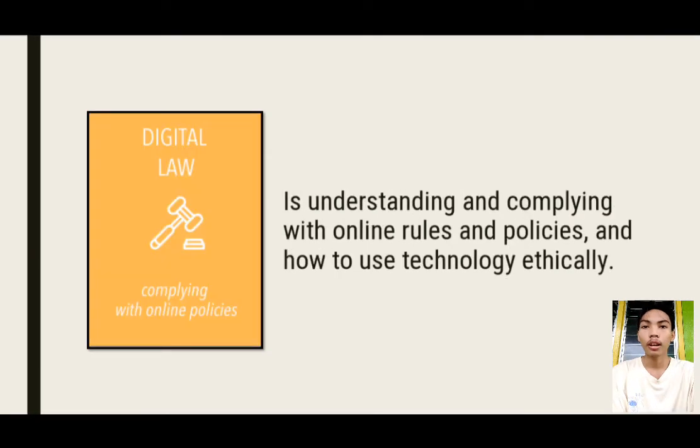Digital law. It is understanding and complying with online rules and policies and how to use technology ethically. Digital law is broad and covers topics from spam to cyberbullying. Digital law deals with legal rights and restrictions governing technology usage to prevent any kind of online crime. No matter how serious, students as digital citizens need to know the law and how it applies to them in particular.